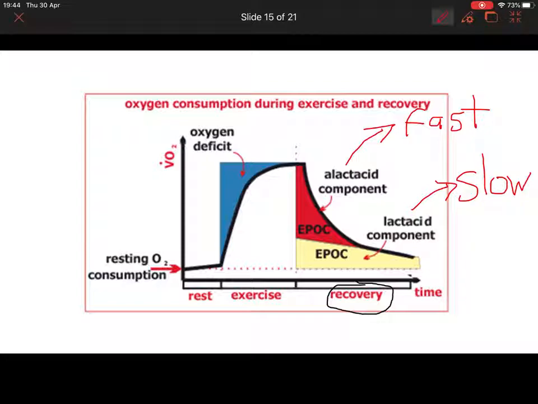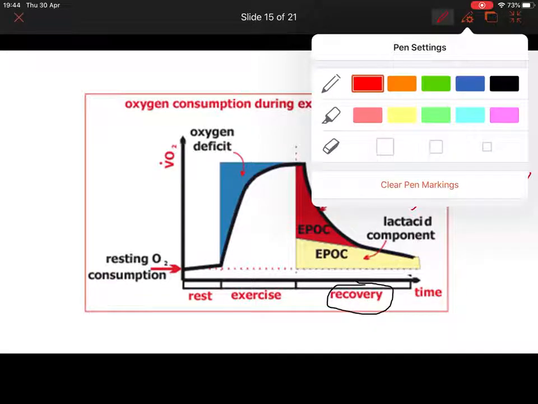So EPOC as a collective is excess post-exercise oxygen consumption. That's what EPOC stands for. There's two components. You've got the alactacid or fast component of recovery, and you've also got the lactacid or slow component of recovery. Right. The things to look out for here, if I just clear the pen markings.